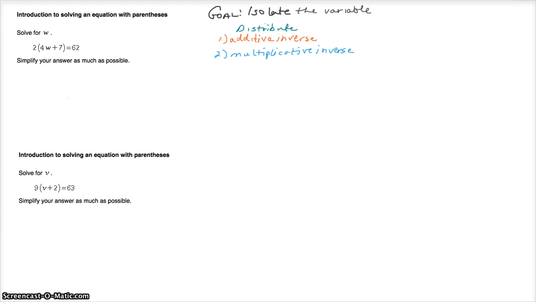So the first thing again we have to do is distribute here. We're going to take our 2 and multiply it to the 4w and to the 7. And so we can go rewrite this real quick. Over here is 2 times 4w plus 2 times 7 equals 62. We don't distribute it to the 62 because it's not inside the parentheses.